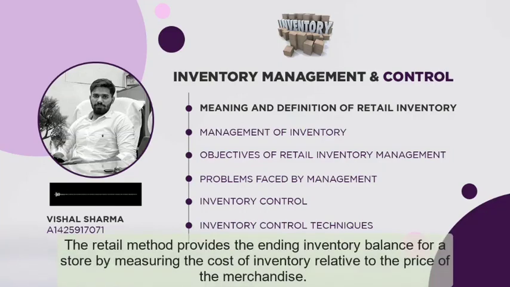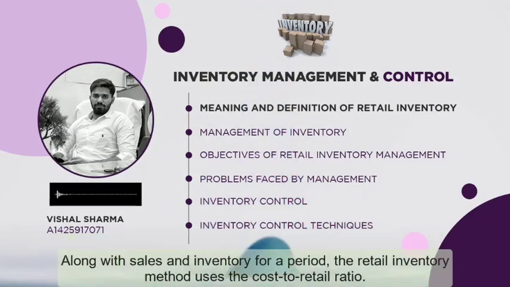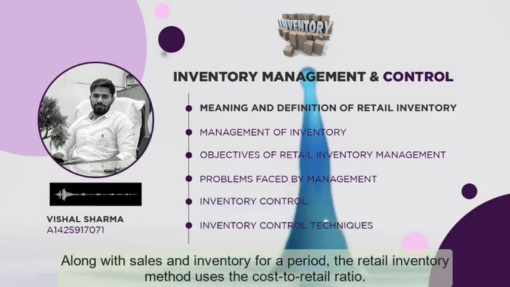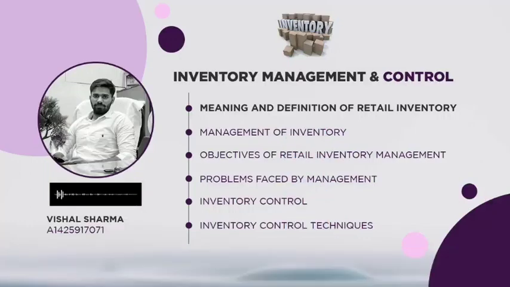The retail method provides the ending inventory balance for a store by measuring the cost of inventory relative to the price of merchandise. Along with sales and inventory for a period, the retail inventory method uses the cost to retail ratio.